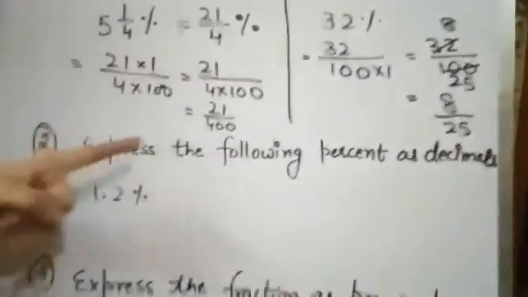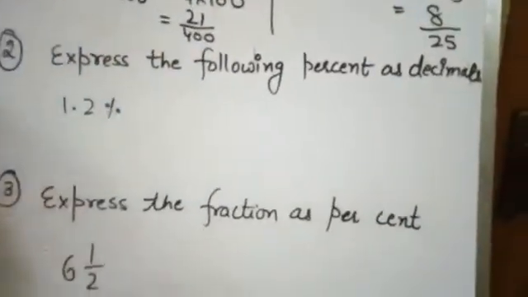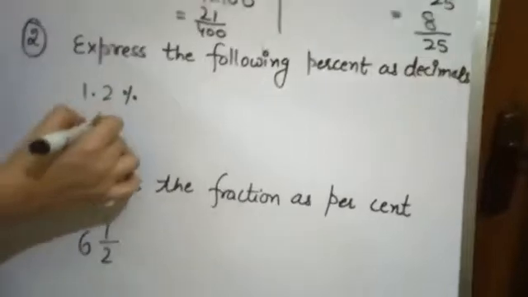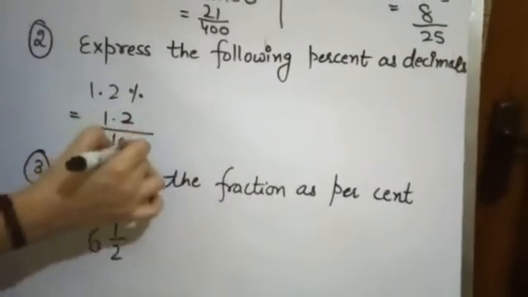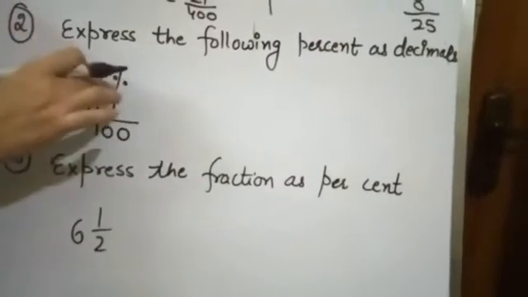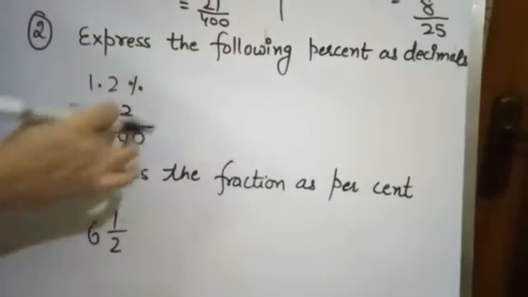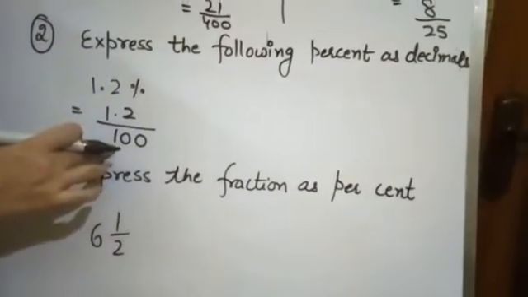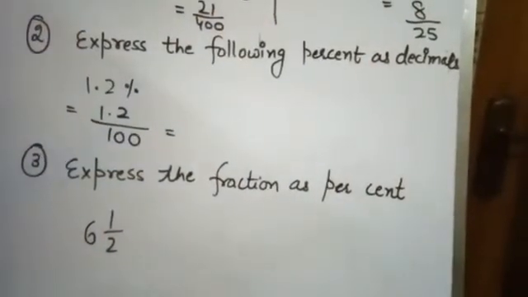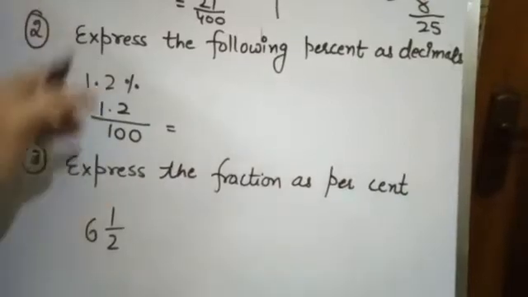Next, express the following percent as decimal. You have to remove this percentage sign. It means we have to keep the denominator as 100. A fraction with denominator 100 is percentage. Now we have removed this percentage sign, so we are multiplying the number in the denominator with 100. Now we have to give the result in decimal. The decimal we don't have to remove.